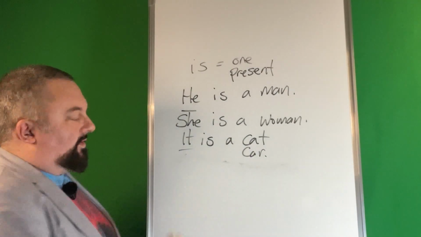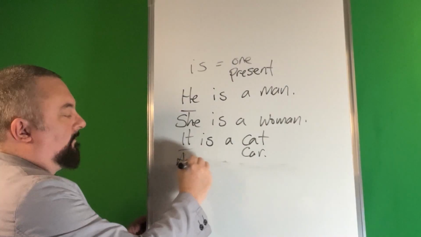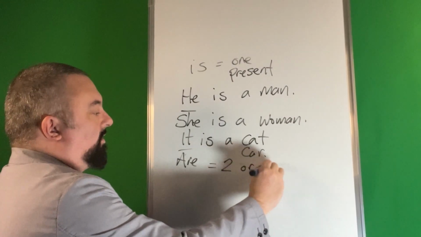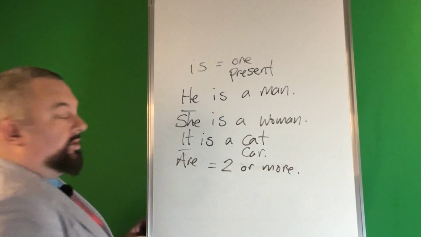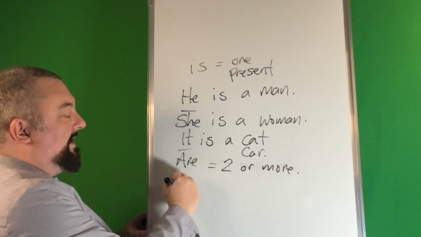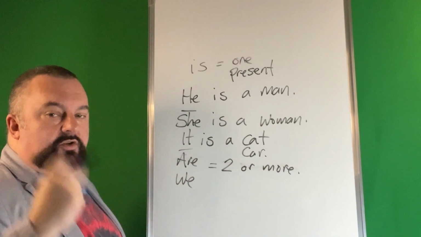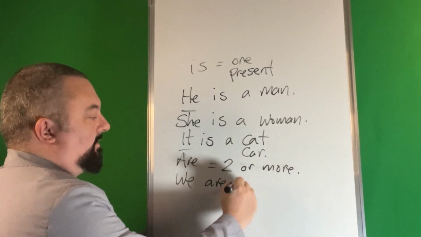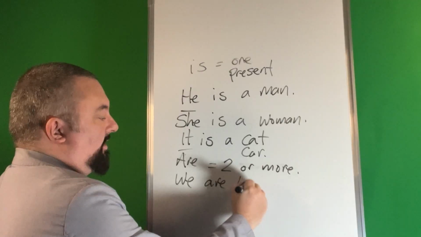So "are" is plural. Two or more. So if we have a look at this, we: one, two, us, we are learning English.